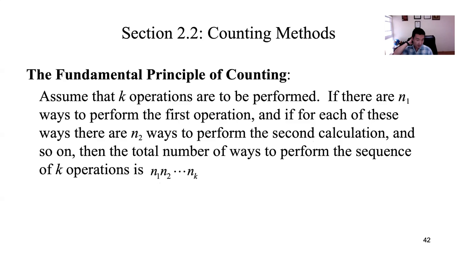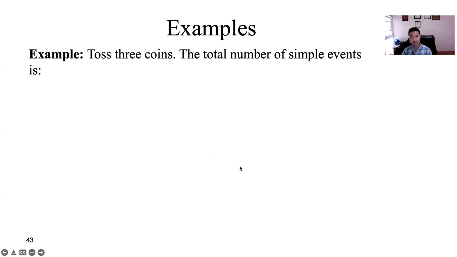Then the total number of ways to perform the whole sequence of k operations will be n1 times n2 times ... times nk. So in other words, if we have k steps in a certain experiment, and for each step we have certain ways, such as n1, n2, and n3, then the total number of ways to perform that sequence is n1 times n2 times nk. So that's the fundamental principle of counting.